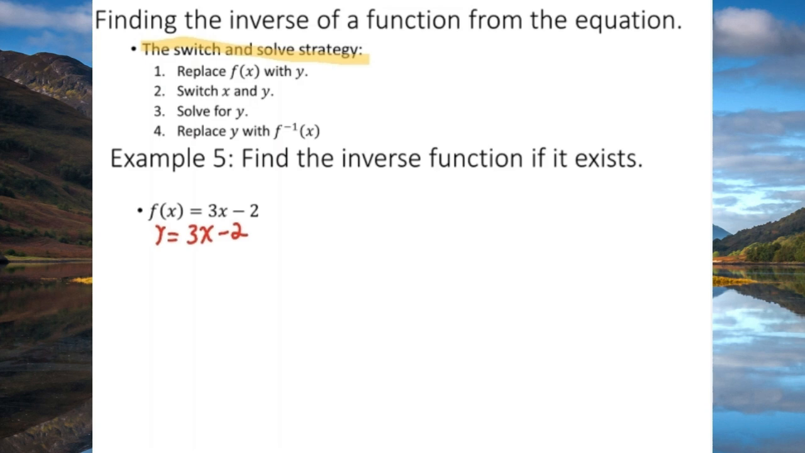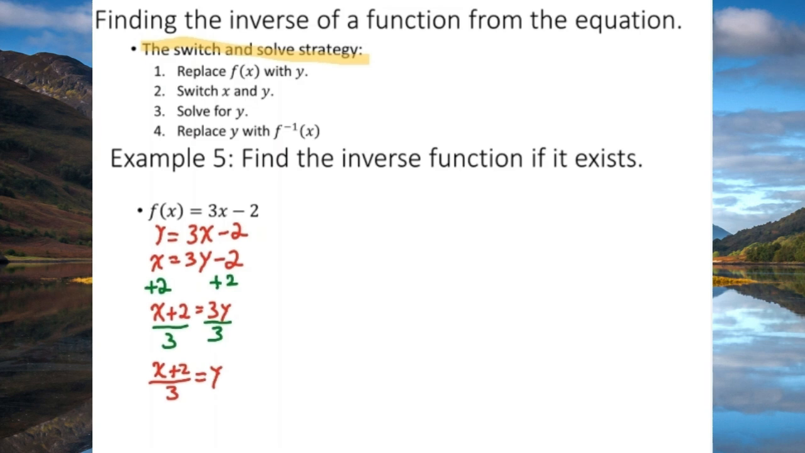Now step 2 is the switch part of our strategy. We're going to switch x and y. So anywhere I see a y, I'm going to replace it with x. Anywhere I see an x, I'm going to replace it with y. And my equation becomes x equals 3y minus 2. Step 3 is the solve portion of our strategy. In step 3, we're going to solve for y, meaning we want y by itself. So first we'll add 2 to both sides, and then we'll divide both sides by 3.